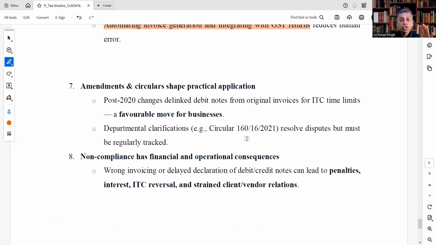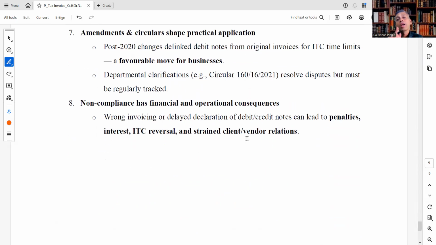Amendments and circulars shape practical application, that is post-2020 changes dealing with debit notes from the original invoice for ITC time limits, a favorable move for businesses. Departmental clarification, that is Circular 160 of 2021, resolves disputes but must be regularly tracked.